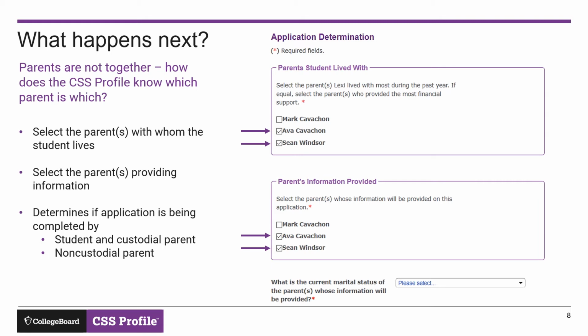This section is critical for determining whether the application is being completed by the student and the custodial parent or by the non-custodial parent. The parents the student lives with the most is considered the custodial parent, and that application will always include both the student's and the parent's financial information. The other parent will report their financial information, but no student income or asset questions will be asked. Properly identifying which parent's information goes on which form is critical to getting information to the student's colleges correctly.